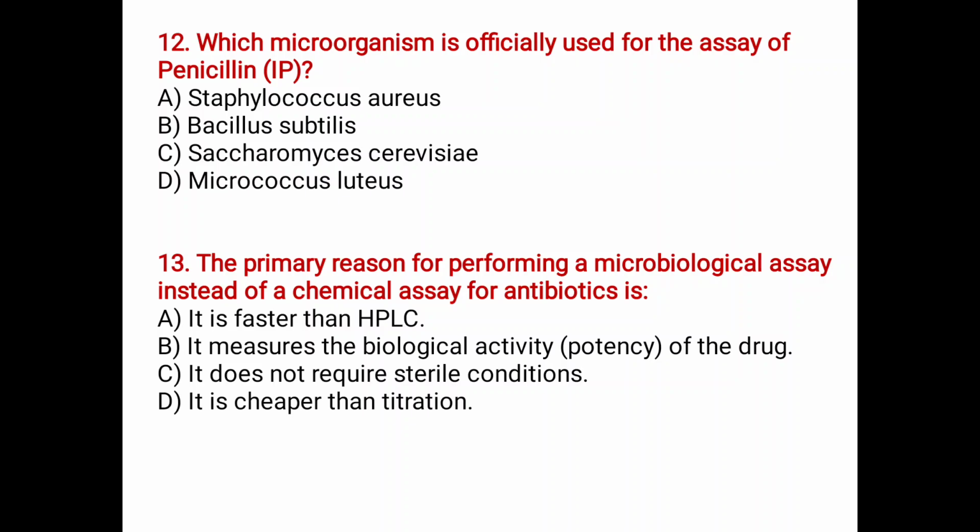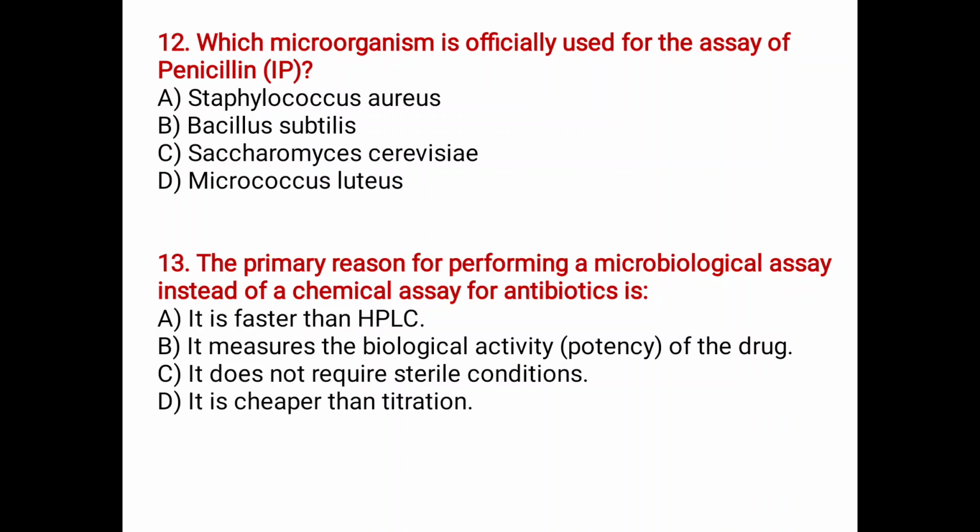Next, which microorganism is officially used for assay of penicillin? A. Staphylococcus aureus, B. Bacillus subtilis, C. Saccharomyces cerevisiae, D. Micrococcus luteus.